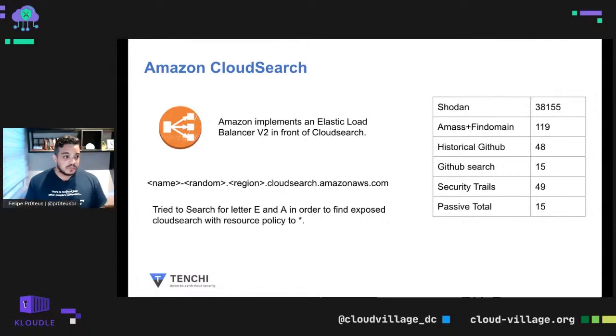And for those data sources, I tried to check if the DNS was valid and tried to do an unauthenticated search for the letters E or A. I chose those letters because they're really common in almost all languages. And if the resource policy of the CloudSearch was set to star, I would be able to query those letters, right?